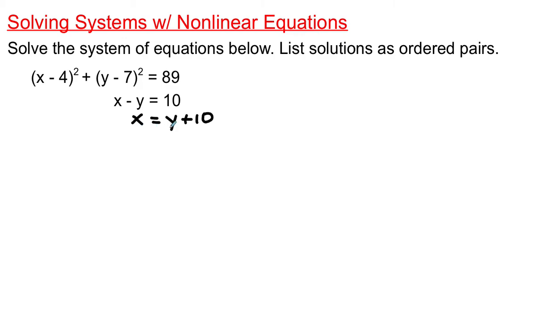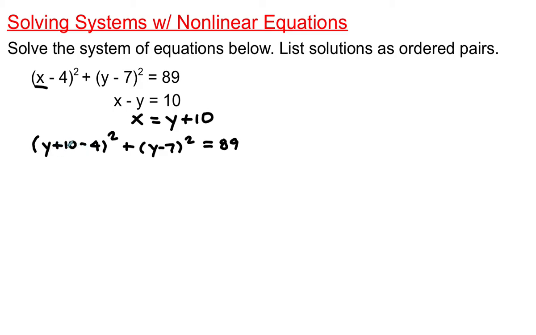Now we're going to use this to help us solve for y in the first equation. So if x equals y plus 10, we're going to replace this x with a y plus 10. Should look something like this. We have y plus 10 minus 4, and then we're going to square it, plus our quantity of y minus 7 squared equals 89.